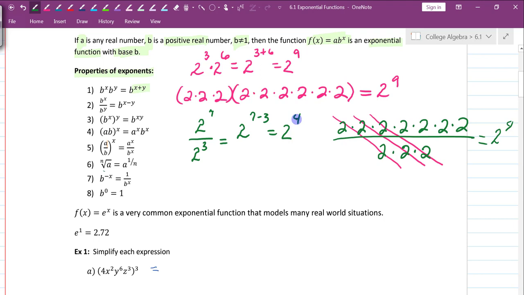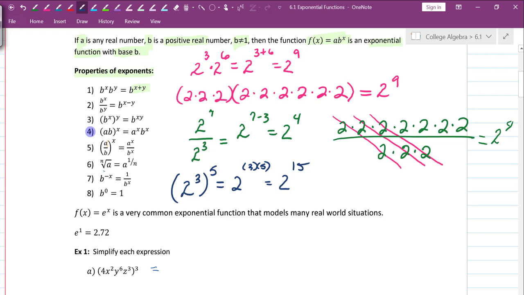Alrighty. So moving on. Property number 3. You see here that it says if I have b to the x raised to the y power, that's b to the xy. So that means if I have 2 cubed raised to the 5th, that's the same thing as 2 to the 3 times 5, which equals 2 to the 15th. I'm not going to take time to show this, but there's the property identified.